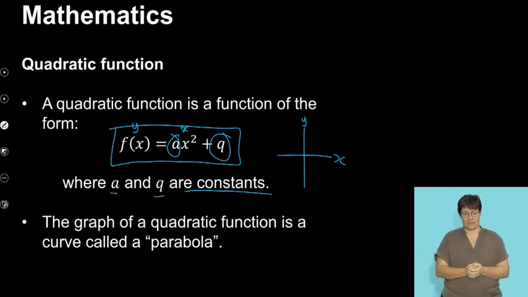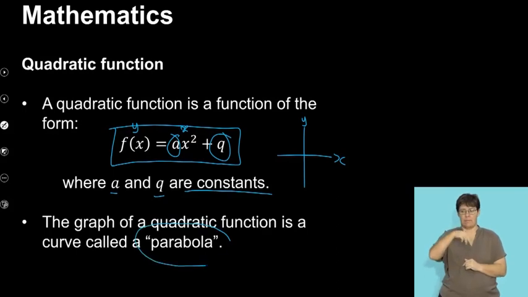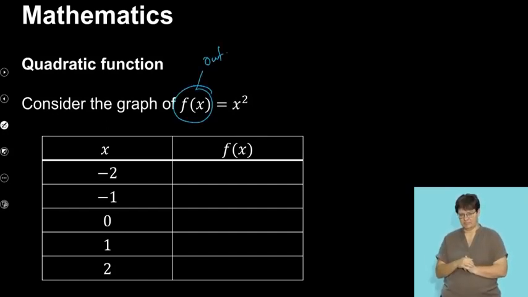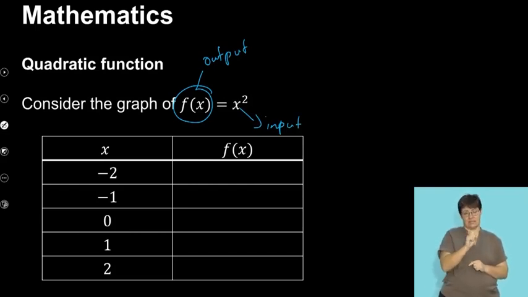The graph of a quadratic function is normally called a parabola, which we will look at the shape of just now. Firstly, I want you to consider the graph of f of x equals x squared. Remember, the f of x is my output value, and the x value will be the input value. That's why I only give you the x values, and I want you to find the f of x.